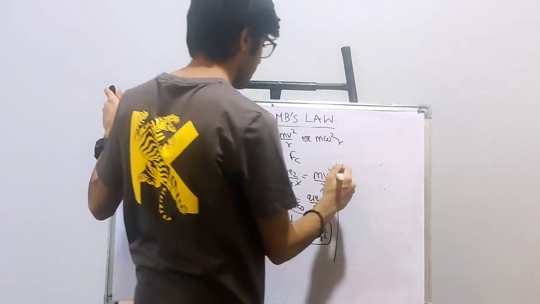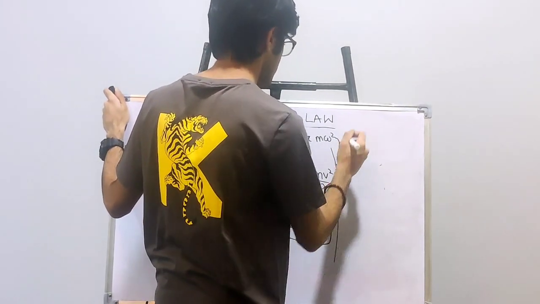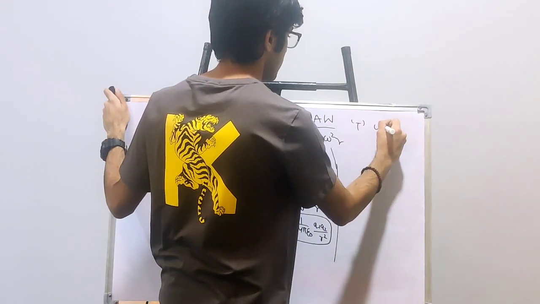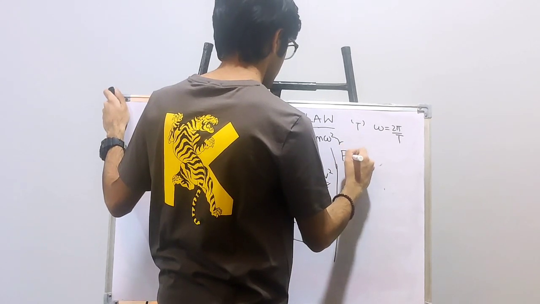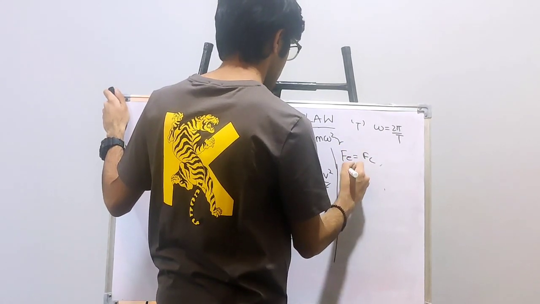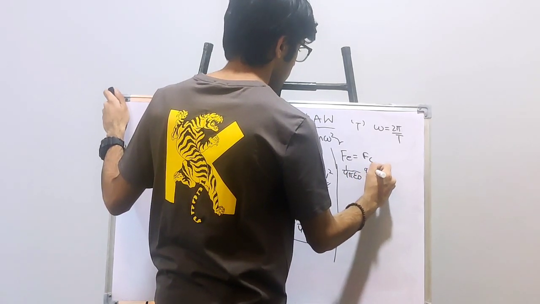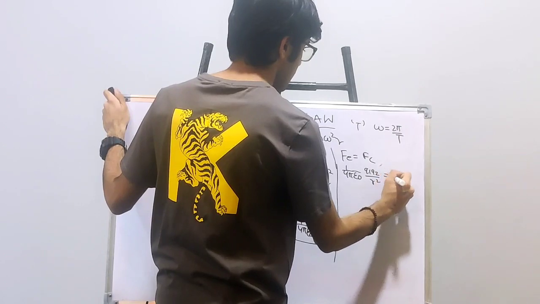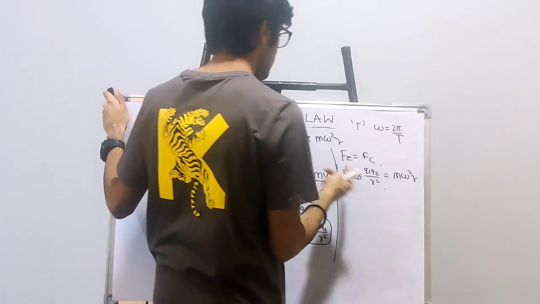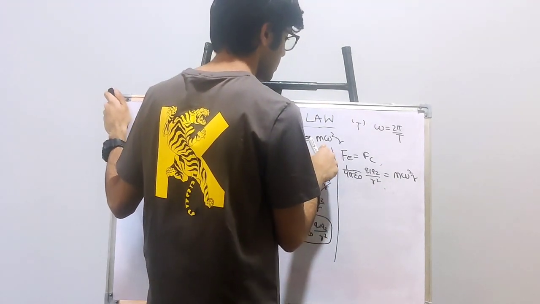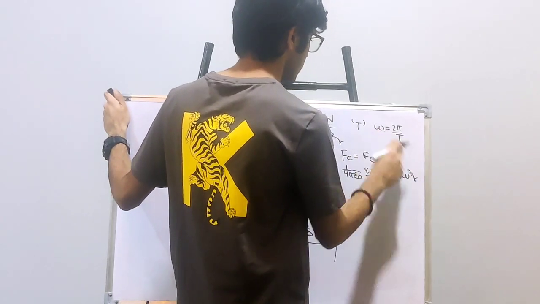Now let's say we were to calculate the time period. Suppose time period is capital T. We know that omega is equal to 2 pi upon capital T. We also know that F electrostatic is F centripetal, and this is 1 upon 4 pi epsilon naught q1 q2 upon r square, equal to the centripetal force m omega square r. We are not using mv square by r, we are using m omega square r here because we need to calculate the time period, and time period is related to omega.